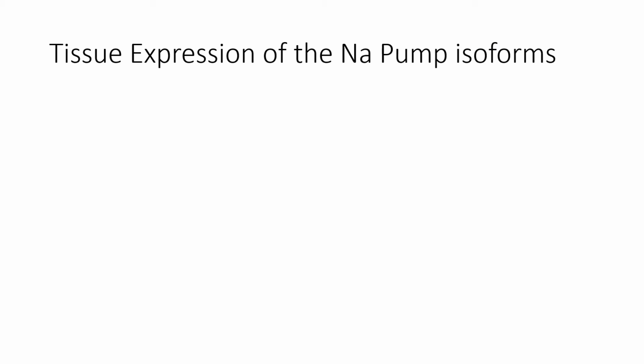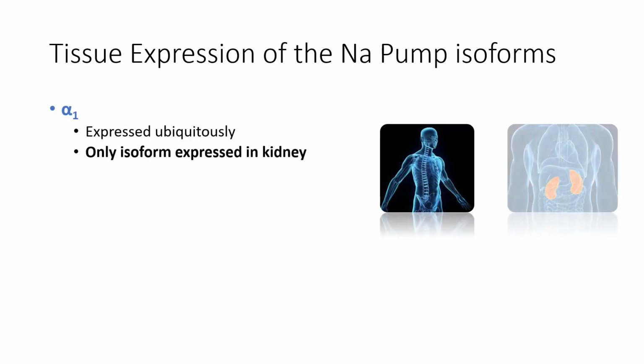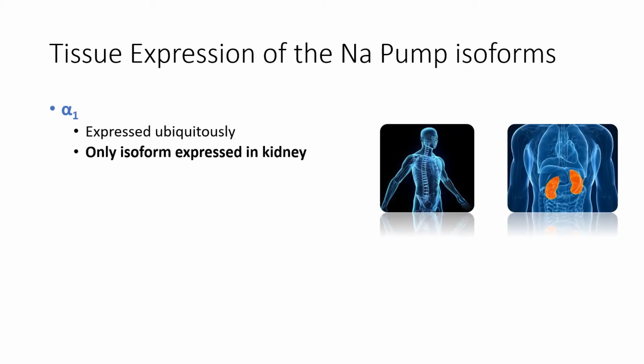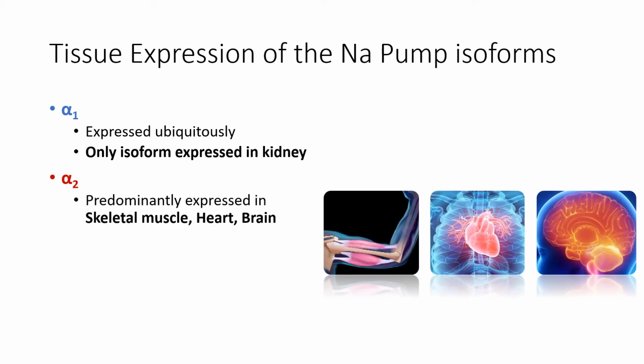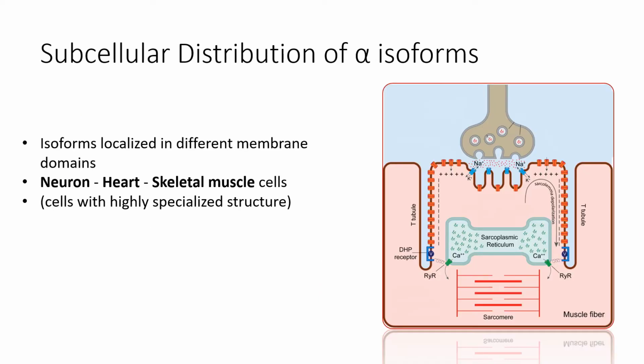In terms of tissue expression of sodium pump isoform, alpha-1 is the one that is expressed ubiquitously in all animal cell types, and is the only isoform that is expressed in kidney. Alpha-2 is predominantly expressed in skeletal muscle, heart, and brain.